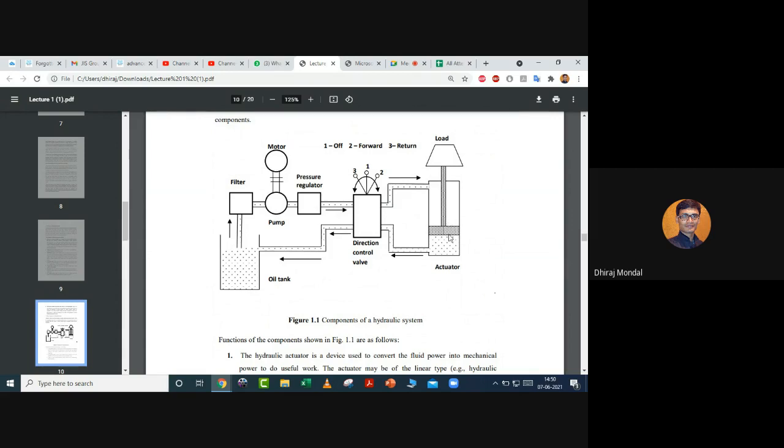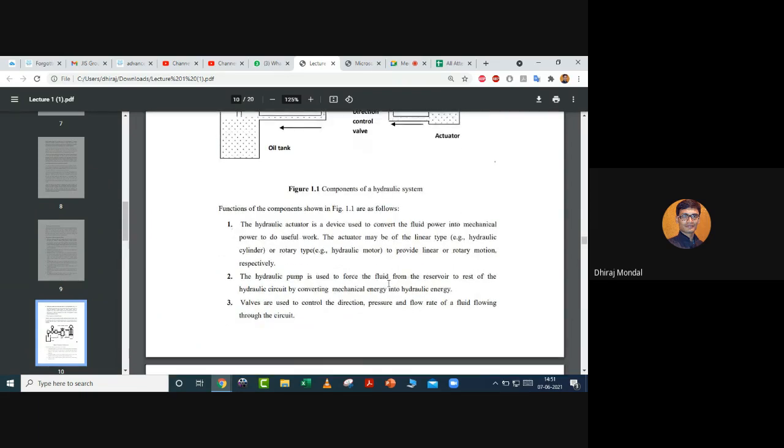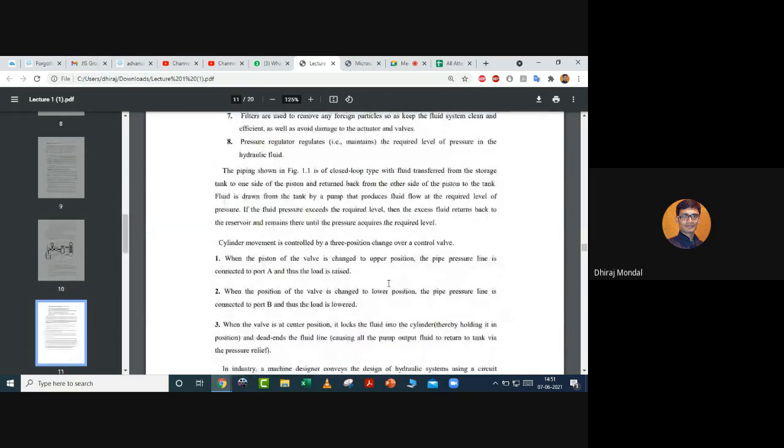How is it moved upward? If I allow the pressurized oil from this point into this path, and this other path is closed by the regulator, then pressurized oil builds up at this point, pressurizes the piston, and the piston moves upward. So this is how the hydraulic system operates. With the help of some animation we will see how it works.